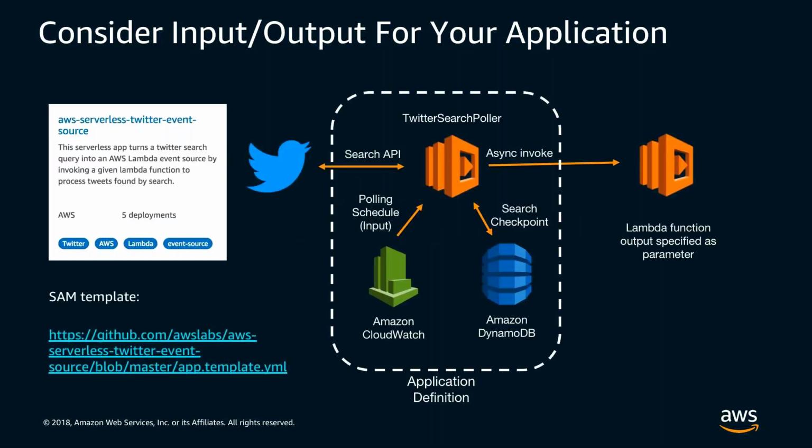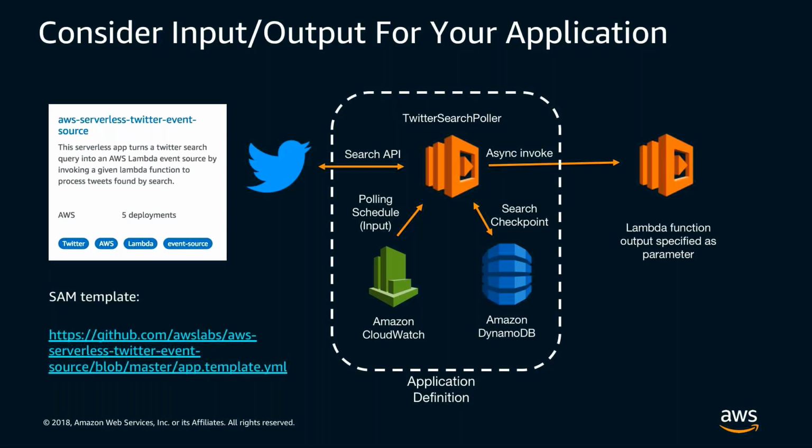An example from the application repository is the AWS Serverless Twitter event source. And this is quite a useful one, simply because the input isn't obvious. The source of information you would think is going to be the Twitter search API. Well, actually, the input is the polling schedule from Amazon CloudWatch events. That is a configurable parameter, the number of minutes that you want to schedule on. That then triggers the Twitter search poll, a Lambda function. That then goes to the Twitter search API, which comes back.